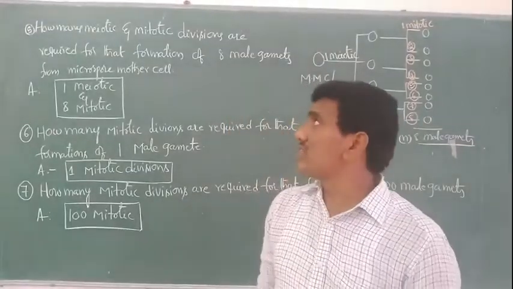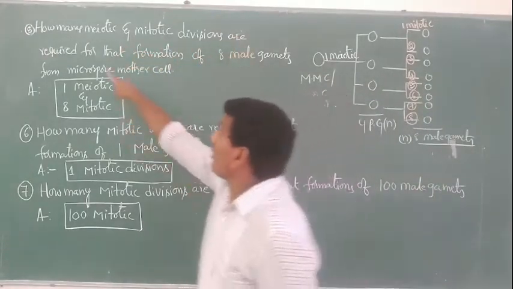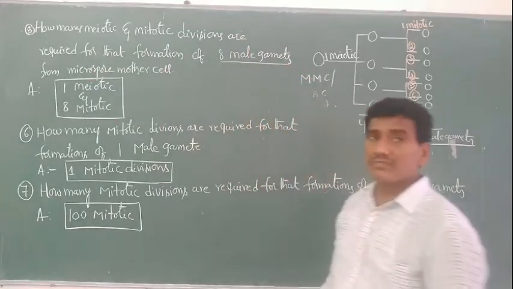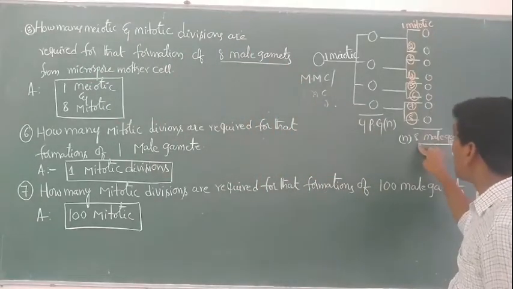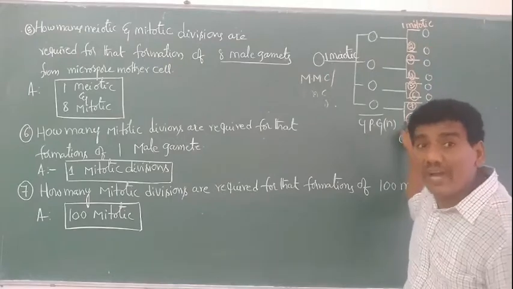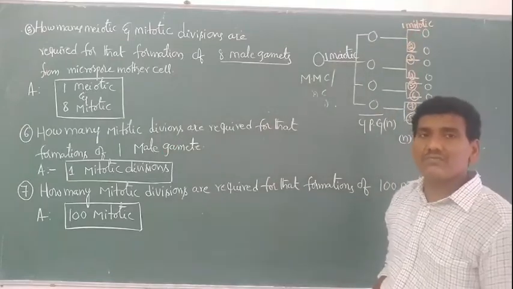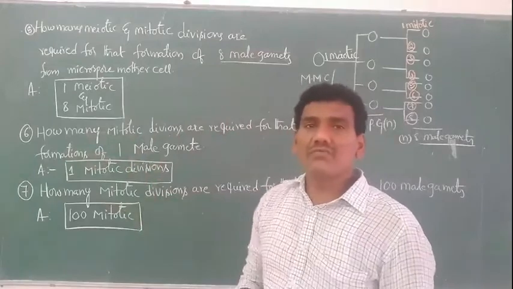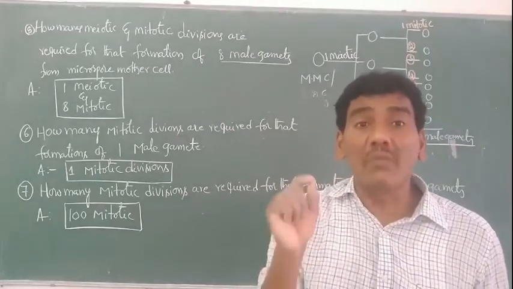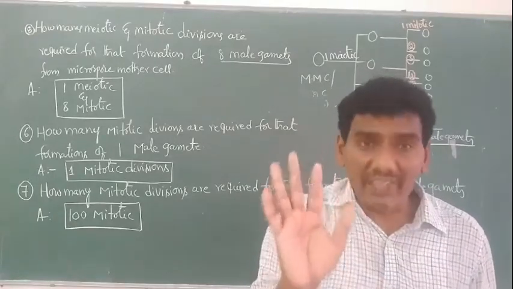The next problem, the fifth question: how many meiotic and mitotic divisions are required for the formation of 8 male gametes? For the formation of 8 male gametes, 1 meiotic division and 8 mitotic divisions are required.